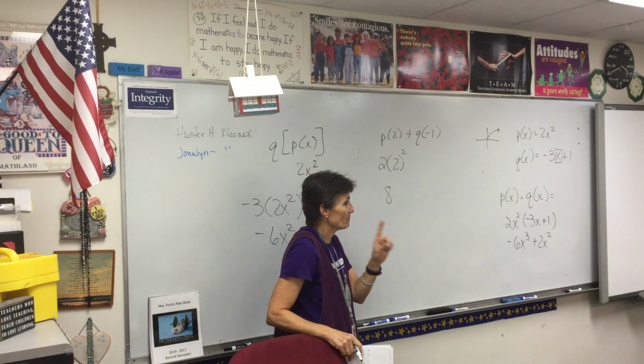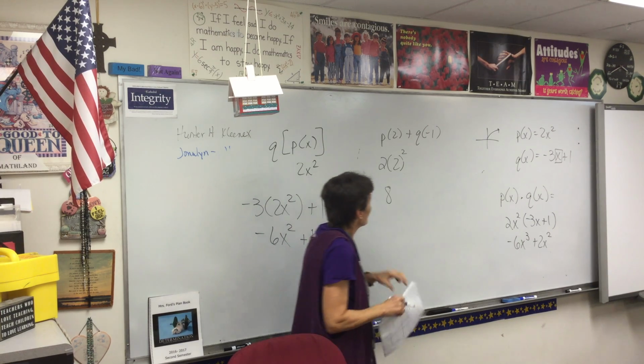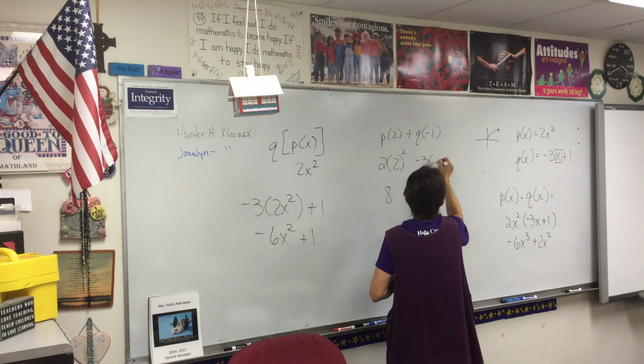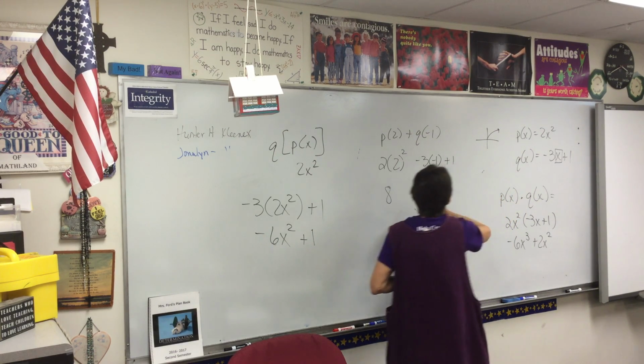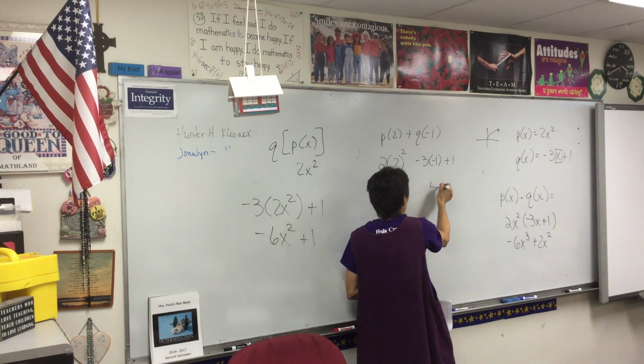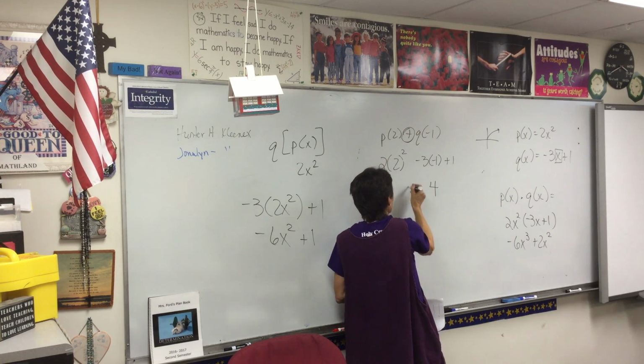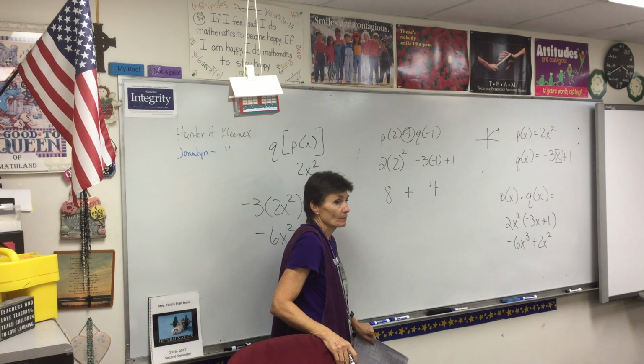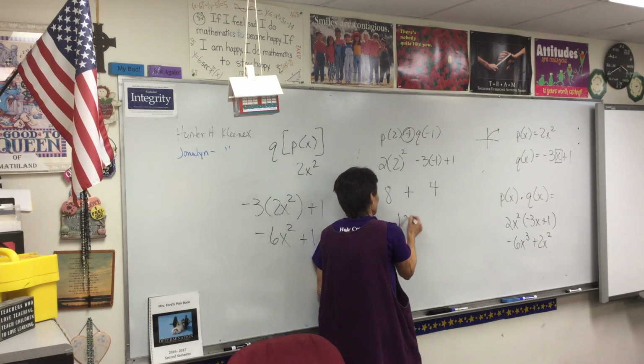PEMDAS, PEMDAS, PEMDAS. All right, now -1 goes into Q. So negative 3 times -1 plus 1. What will that be? 4. 4. And the problem tells me to add them, right? So that's going to be 12. Whoa.